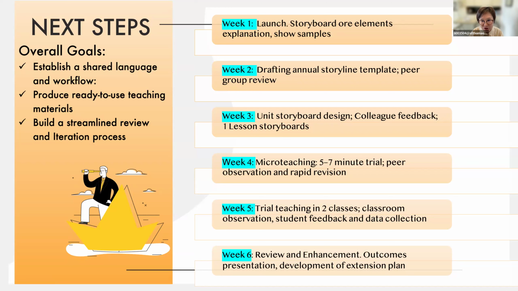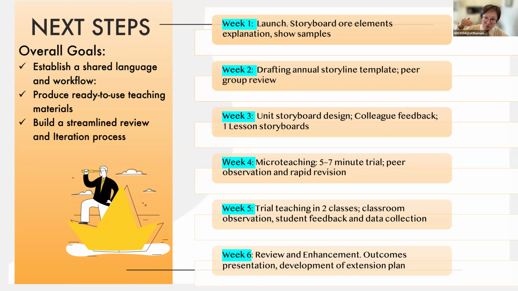So this storyboarding training is a 6-week plan to systematically move us from concept to practice, built around 3 key objectives: establishing a shared workflow, producing ready-to-use teaching material, and creating a streamlined process for review and iteration. We began in week 1 by launching the core storyboarding concept, then immediately moved to high-level collaborative work in week 2 by drafting our annual storyline. Week 3 will be dedicated to designing specific unit and lesson storyboards.